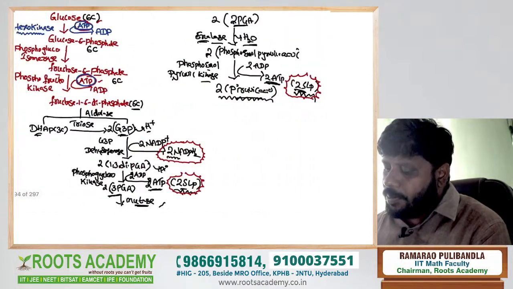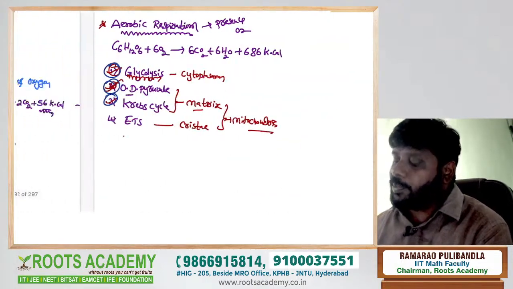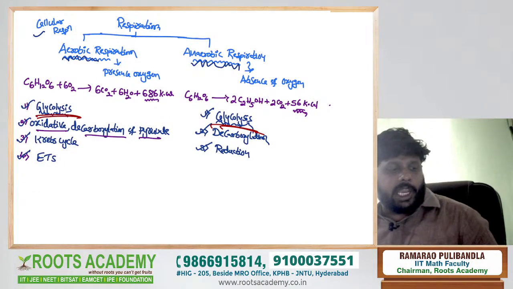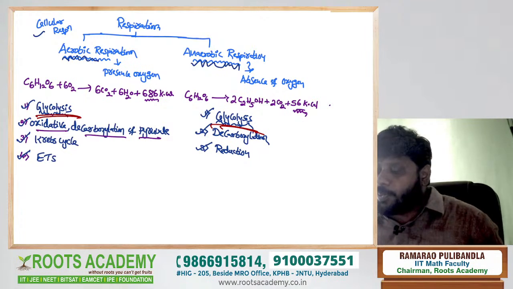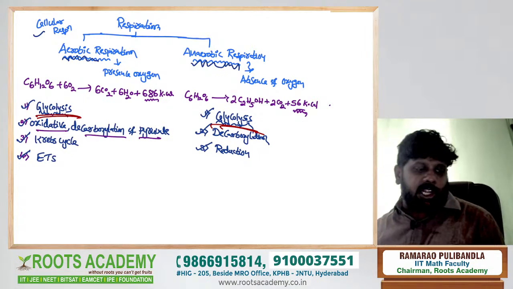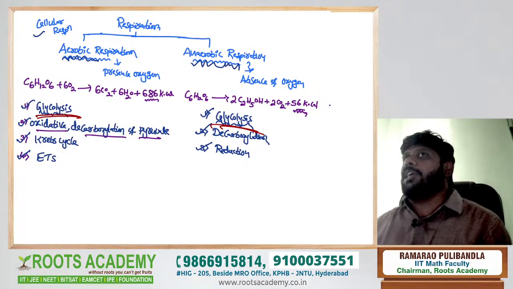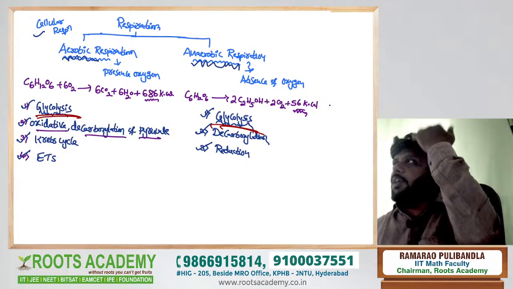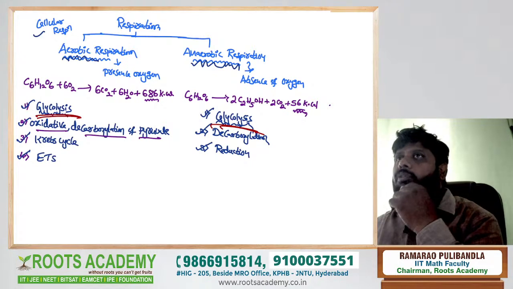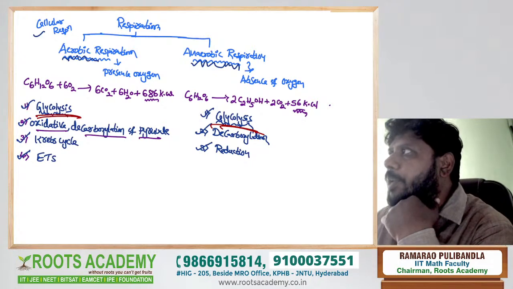Aerobic respiration is also called what? Cellular respiration. What is aerobic respiration? The respiration which occurs in the presence of oxygen. In the absence of oxygen, it is anaerobic respiration.